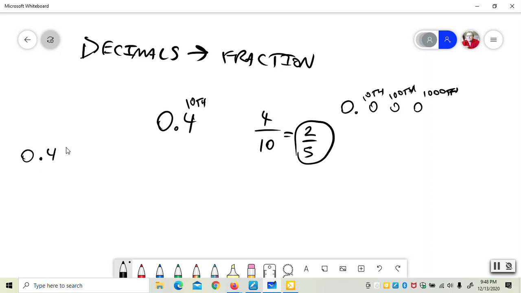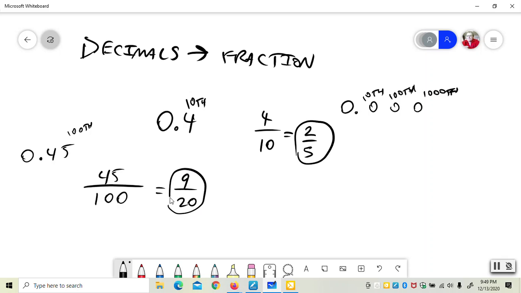Suppose you had 0.45. This time you go tenths, hundredths. So the hundredths place is the last. So that's what goes on the bottom, and 45 goes on top. And of course, 5 goes into 45 9 times, and 5 goes into 100 20 times. So that's your final answer there.